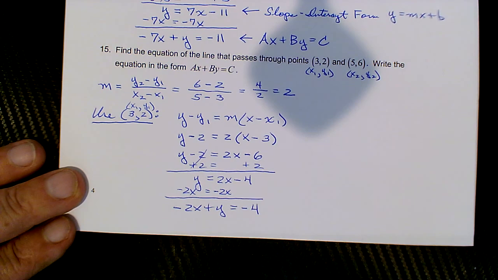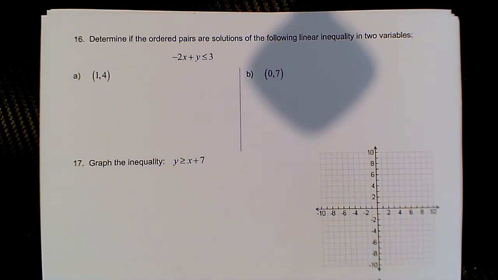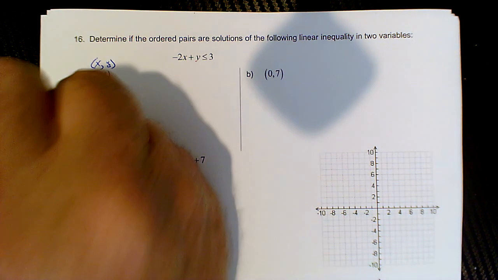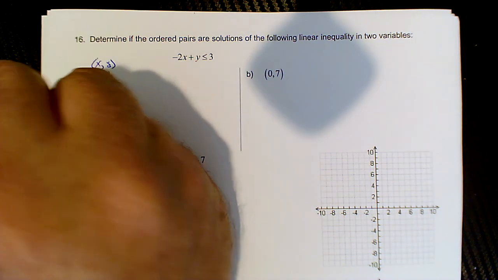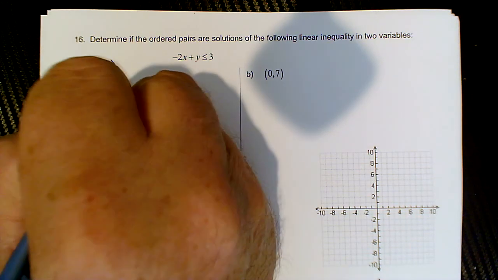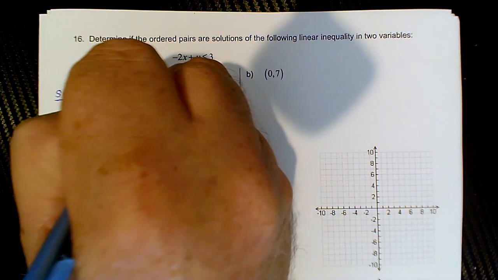So do the same thing, substitute. And again, this is the given inequality. Minus 2 times x, which is 0, plus y, which is 7, is less than or equal to 3. Again, put a little question mark above that. And we get 7 is less than or equal to 3. That's obviously false. And so then we would conclude that (0, 7) is not a solution.